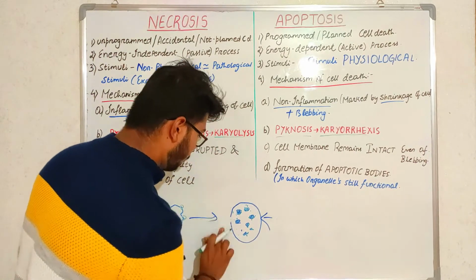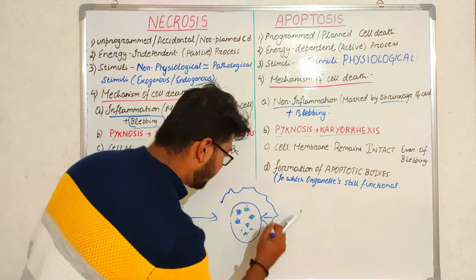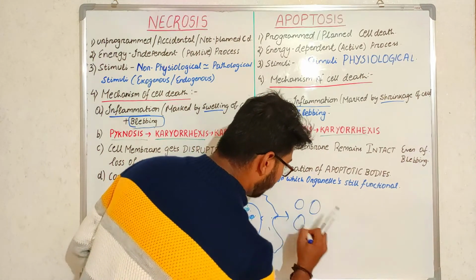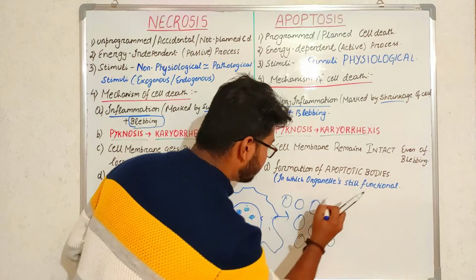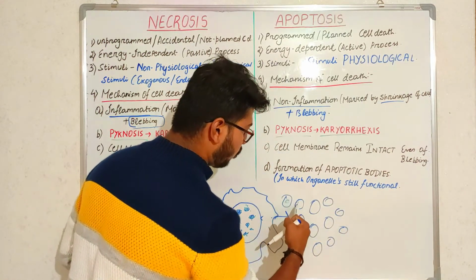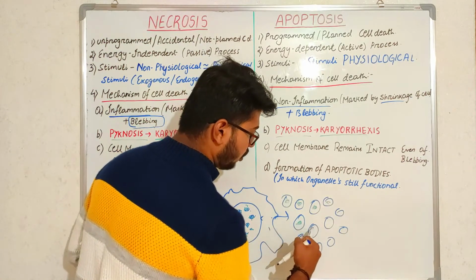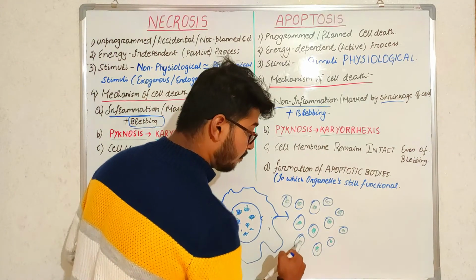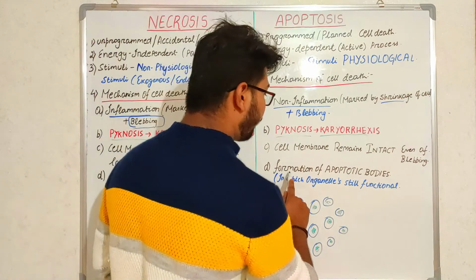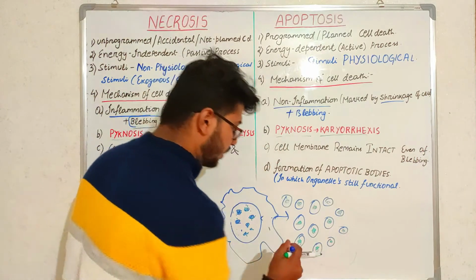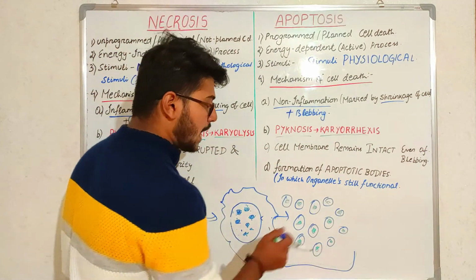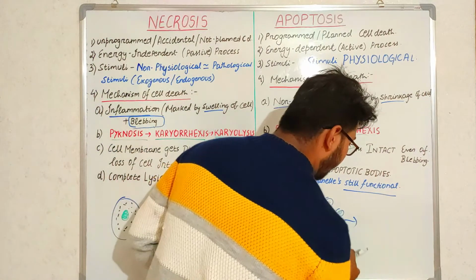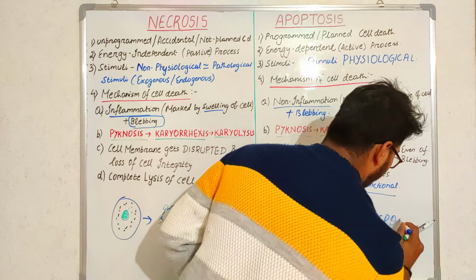One thing I forgot to mention is that there will be blebbing-like structures, and that blebbing will lead to formation of small bodies called apoptotic bodies. Inside these apoptotic bodies there is some cytoplasmic material or organelles, and those organelles are still functional. They remain functional, and finally they will be engulfed by the macrophage.